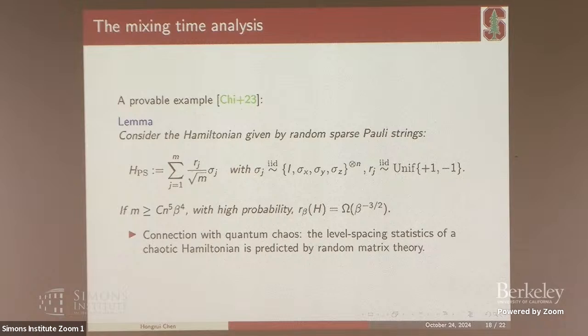There are some connections with quantum chaos. In the literature of quantum chaos, it is conjectured that the level spacing statistics of a chaotic Hamiltonian is predicted by random matrix theory, like the GUE ensemble, and so the spectrum will be like the semicircle law. But the connection is tricky, so we cannot claim any rigorous result on this.